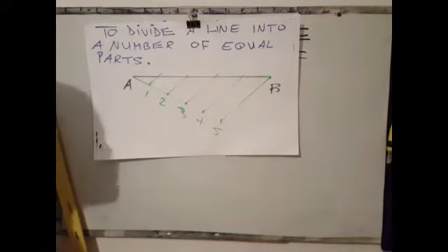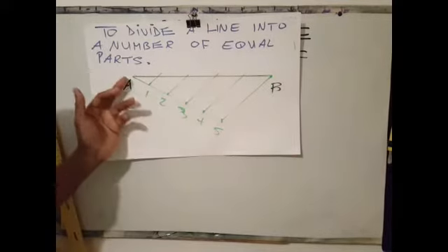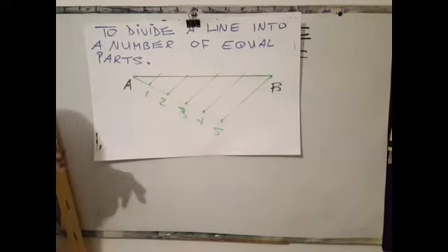At the end of this video, you should know how to divide a line into a number of equal parts. Here we have a line AB, which is divided into 5 equal parts.